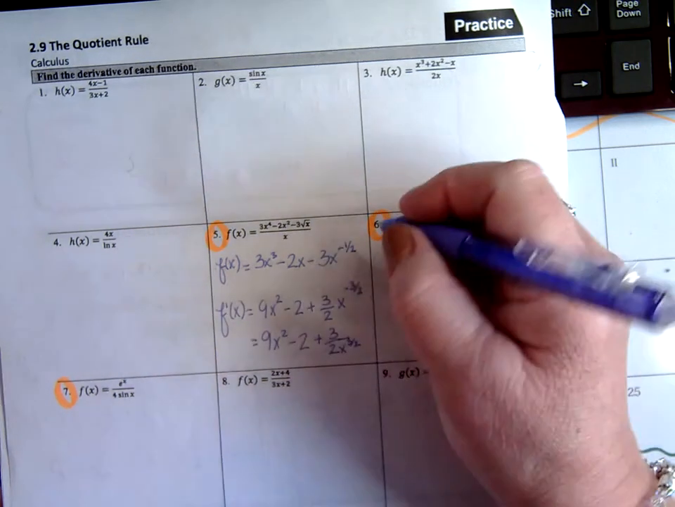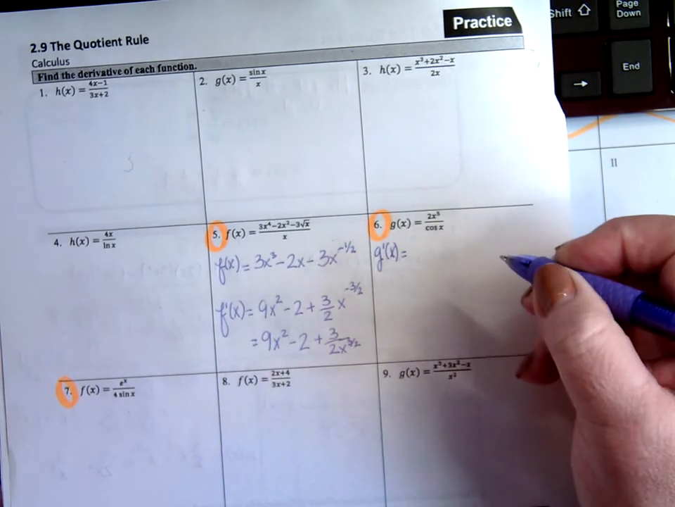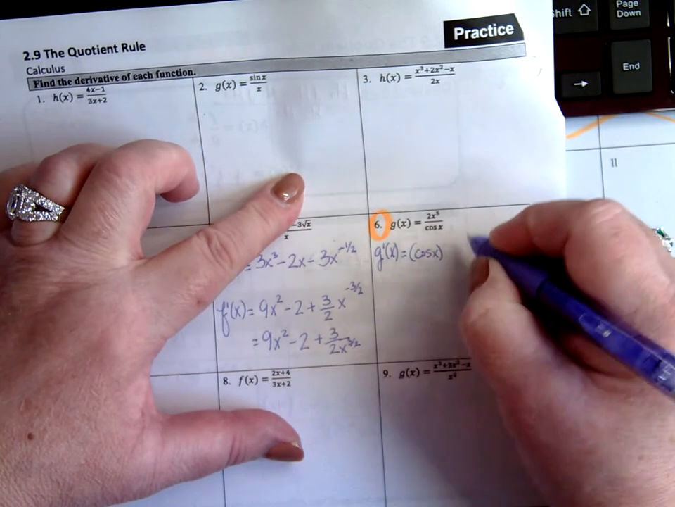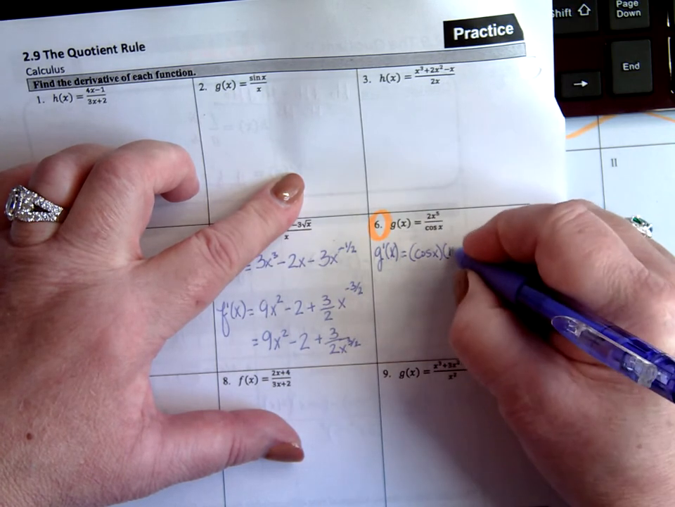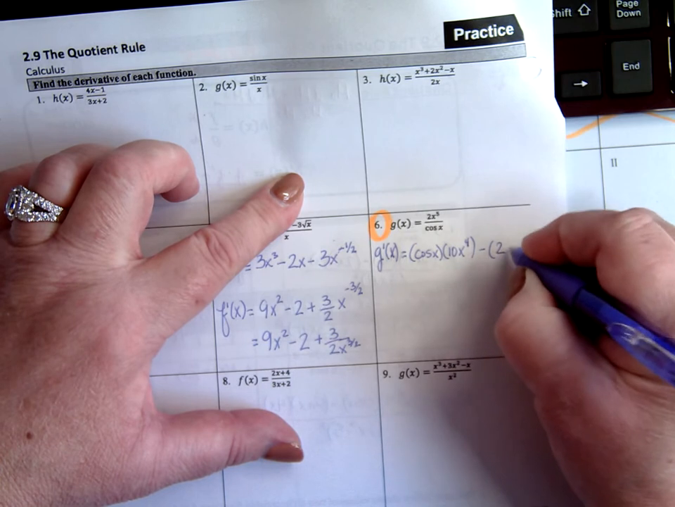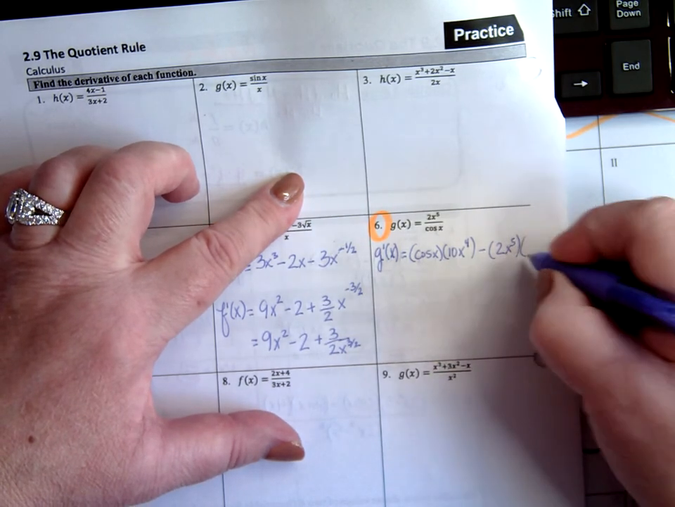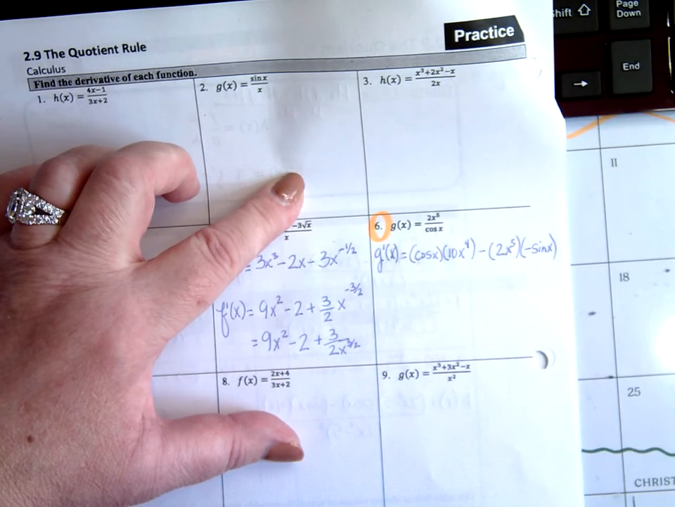So this one, my derivative, is the bottom, cosine of x, times the derivative of the top. Well, the derivative of 2x to the 5th is 10x to the 4th, minus the top, 2x to the 5th, over the derivative of the bottom. Well, the derivative of cosine is negative sine. Make sure you have your card handy, right?